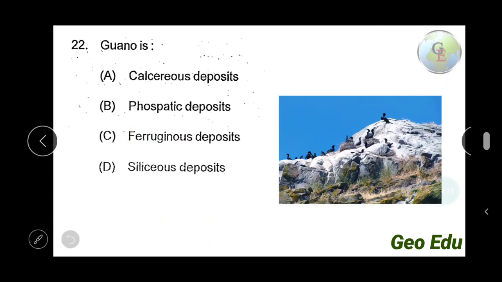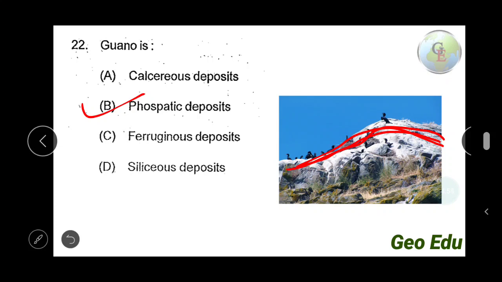So next question: Guano is option A, calcareous deposit; option B, phosphatic deposit; option C, ferruginous deposit; and option D, siliceous deposit. Guano is a phosphatic deposit. Option B is the correct answer. As you can see, this is a guano deposit. This is actually a hillock or hill.